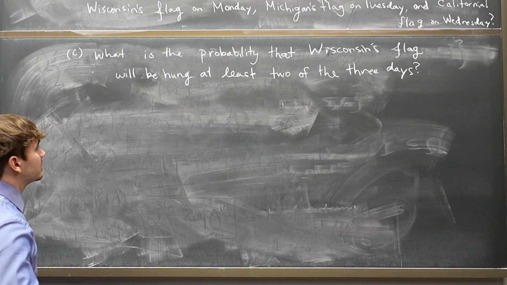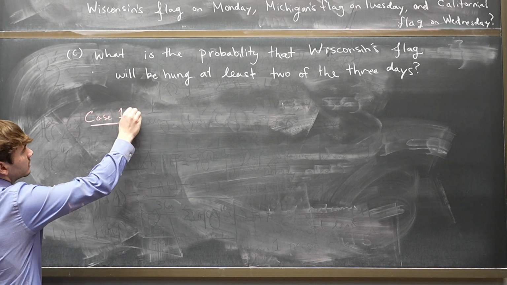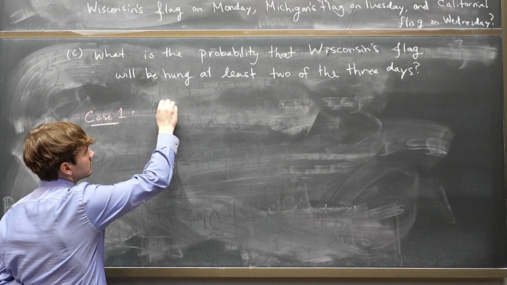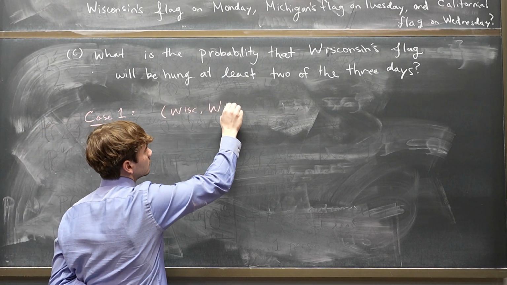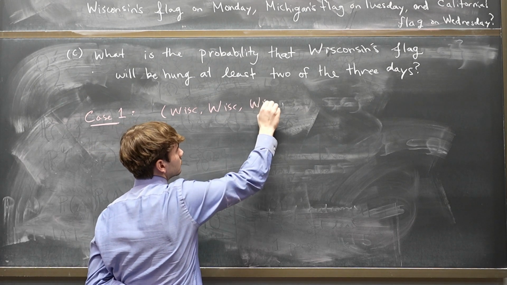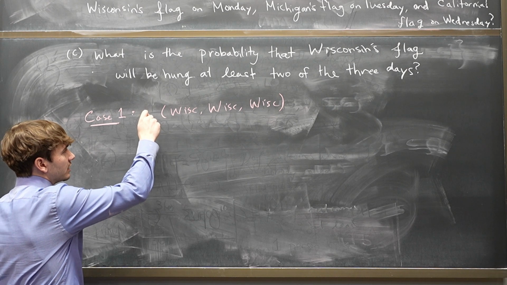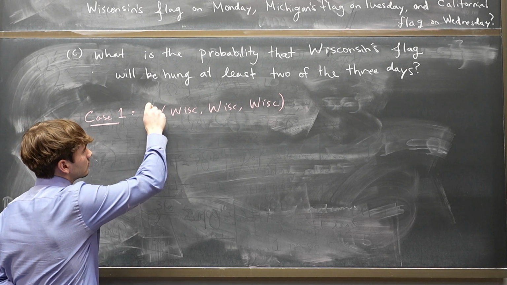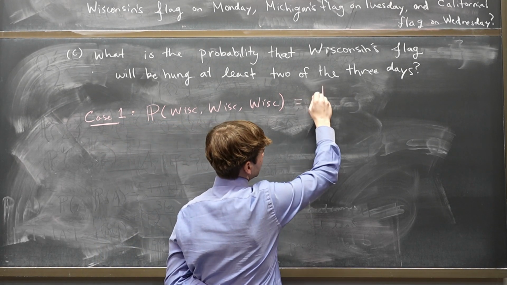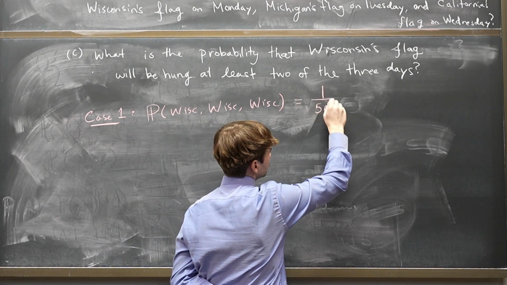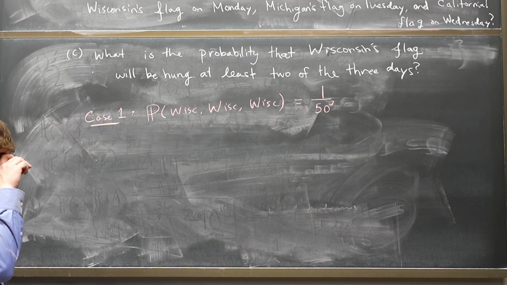Right, so there's two possibilities. So case one is that Wisconsin is hung on all 3 of the days. And the probability of this event happening is, as we already determined, exactly 1 over 50 cubed, the probability of any individual outcome happening.